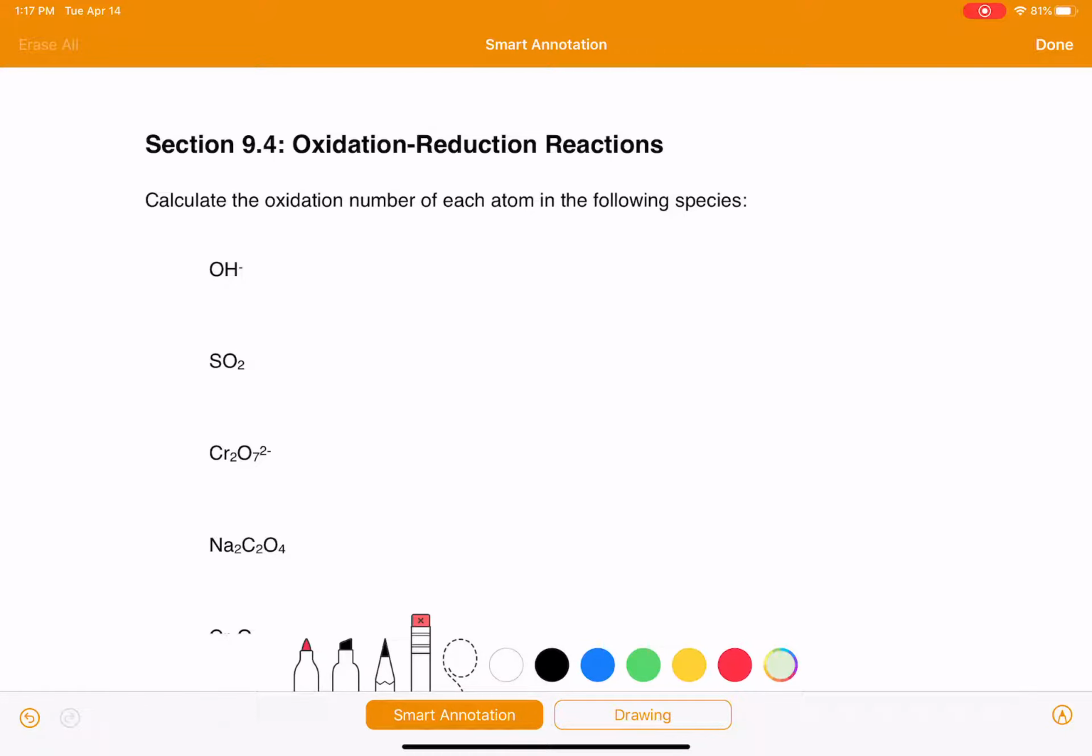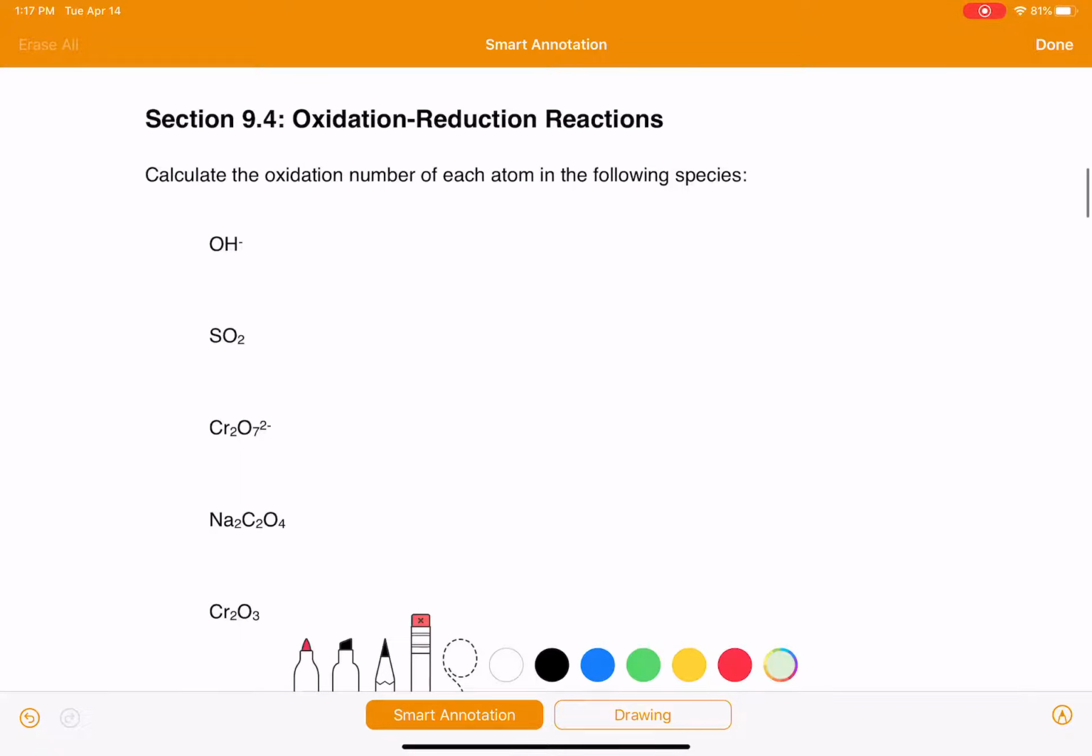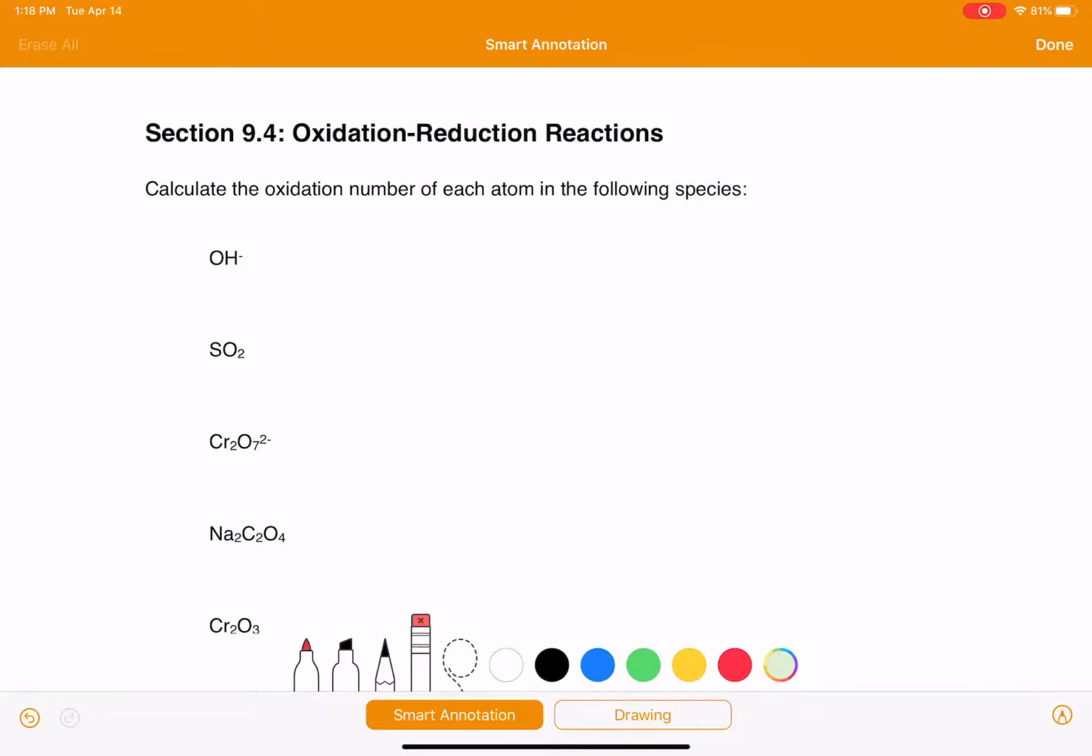So right now we're going to practice assigning oxidation numbers to atoms that are in polyatomic ions, molecules, and ionic compounds. And before we do this, we're going to ask ourselves, why are we even doing this? Remember, we're using oxidation numbers as a way of helping us keep track of electrons in a redox reaction. So we're not actually applying the concept of oxidation numbers today. We're just practicing learning how to assign them. And we'll start applying them tomorrow.